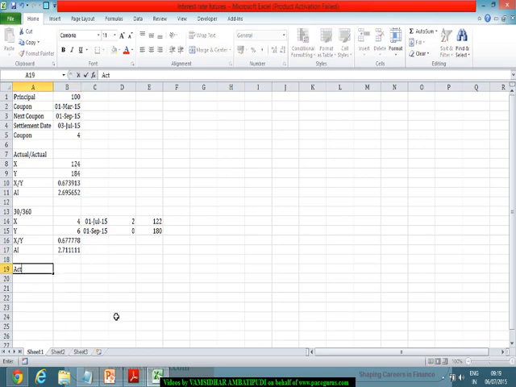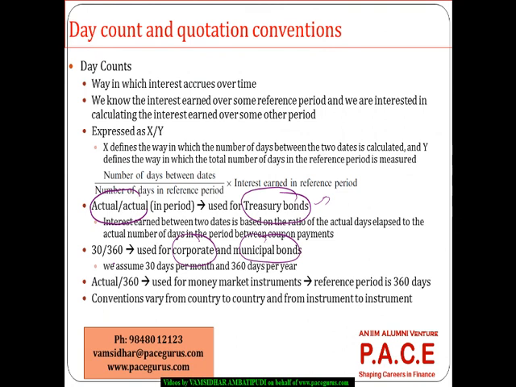Now the third one is actual by 360, which we have already used in computations. So the numerator is actual. x I'll take as actual, and y I'll go with the 360 mode. Based on these two, I get my x by y, and based on this, I'll compute my accrued interest. In this case, the accrued interest is 2.75, which differs in all three cases, right?